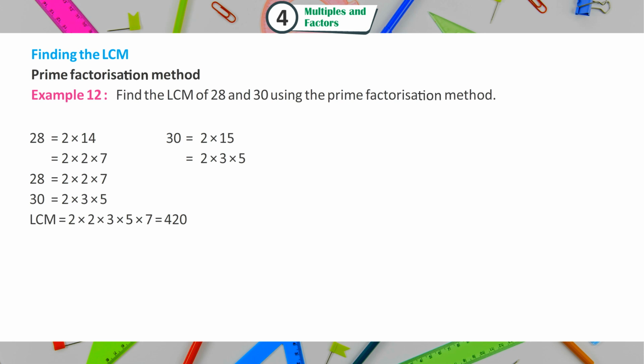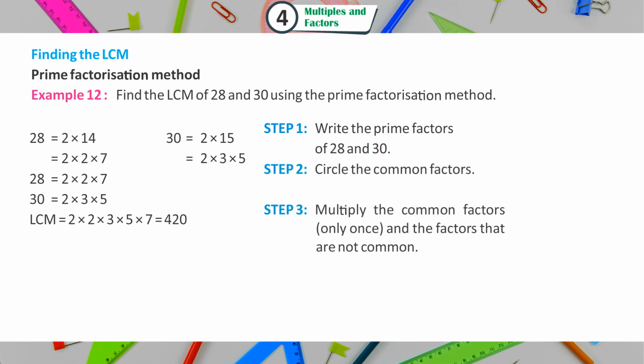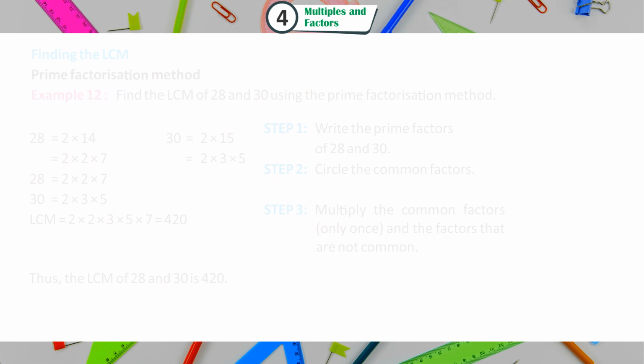30 is equal to 2 into 15, which is equal to 2 into 3 into 5. Step 1. Write the prime factors of 28 and 30. Step 2. Circle the common factors. Step 3. Multiply the common factors only once and the factors that are not common. Thus, the LCM of 28 and 30 is 420.